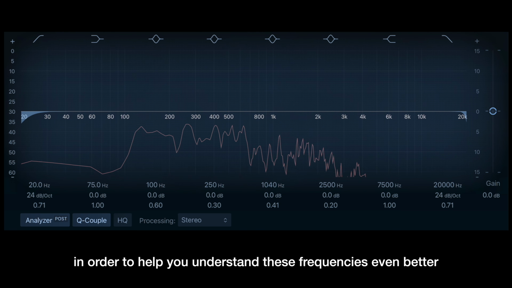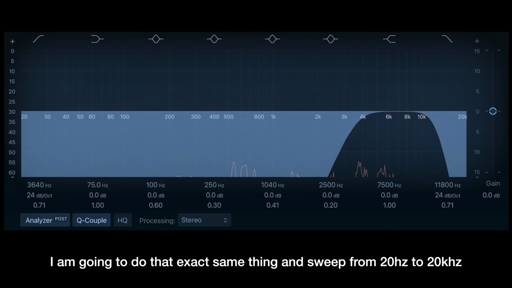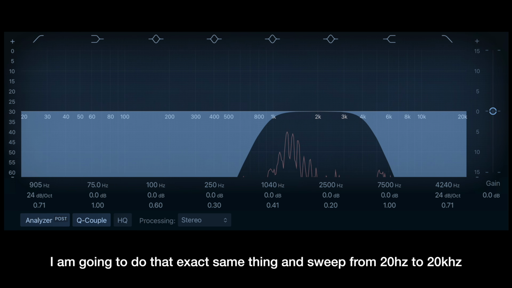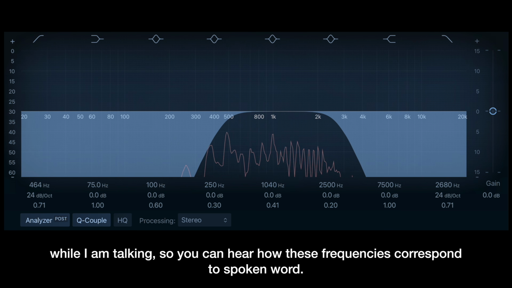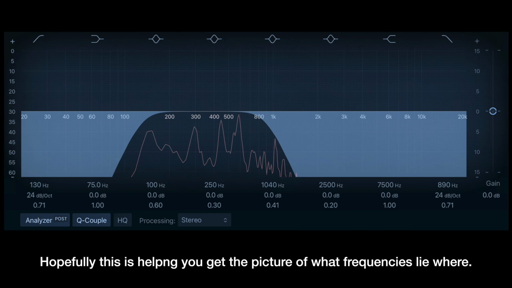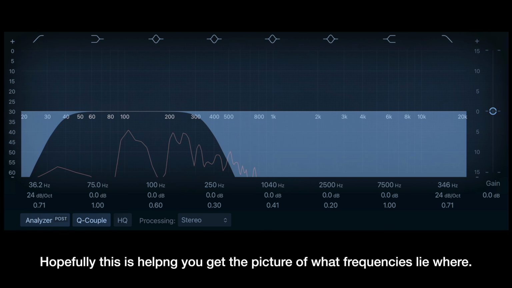In order to help you understand these frequencies even better, I'll sweep from 20 hertz all the way up to 20 kilohertz while I am talking so you can hear how these frequencies correspond to spoken word. Hopefully this is helping you get the picture of what frequencies lie where.